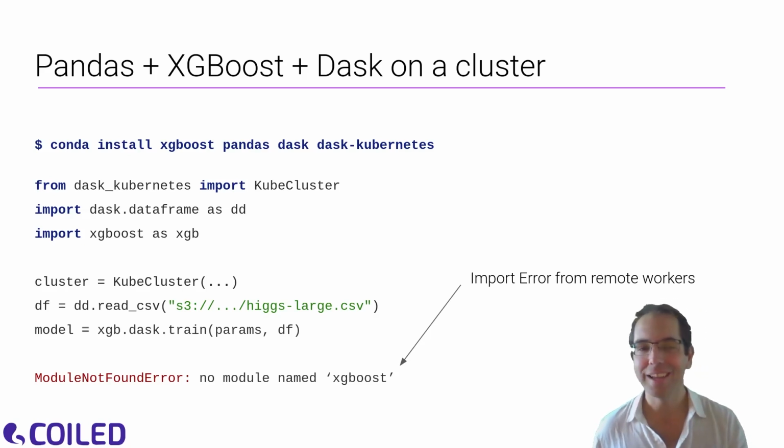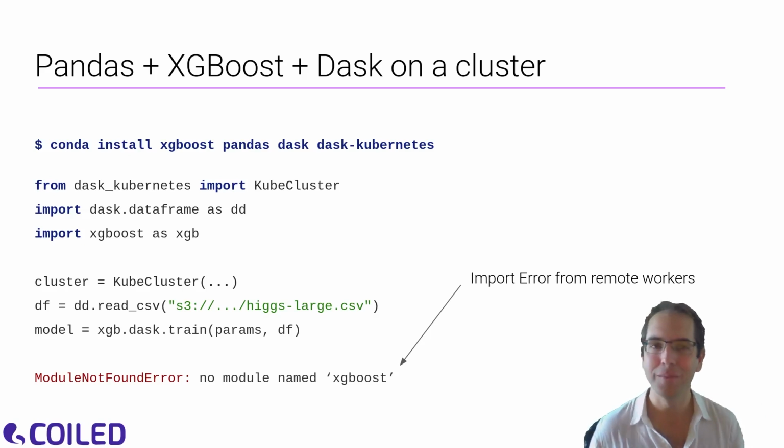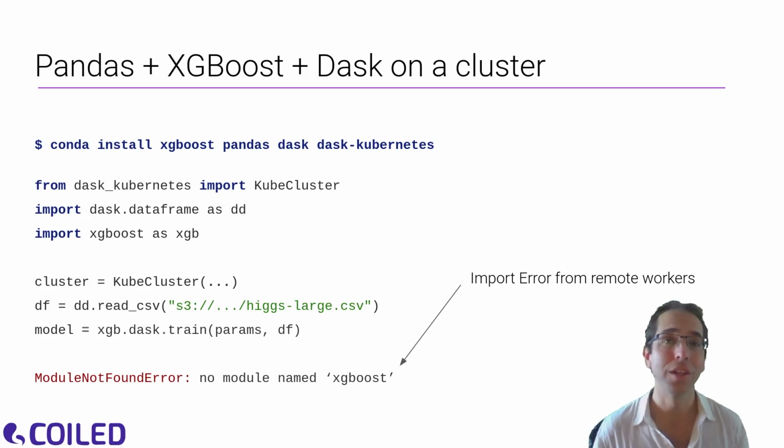And what you find is that you don't have XGBoost installed. That's confusing because you've already installed XGBoost. It turns out that errors like this are coming from your Dask workers. Even though you have XGBoost installed on your local machine or on some notebook you're running in the cloud, you actually don't have that installed on all of the containers that you're running on Kubernetes. So that's not a problem.